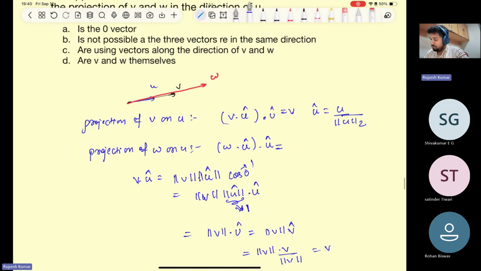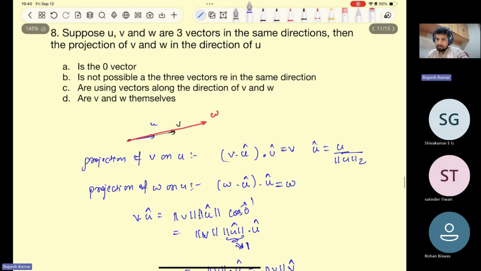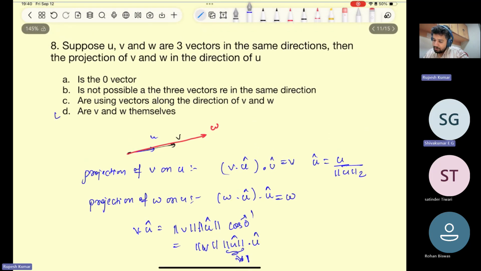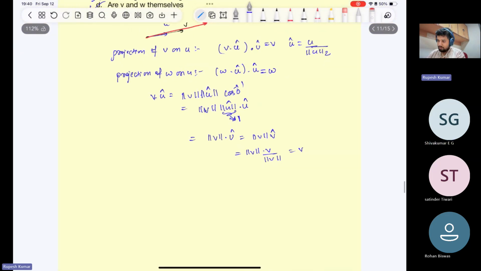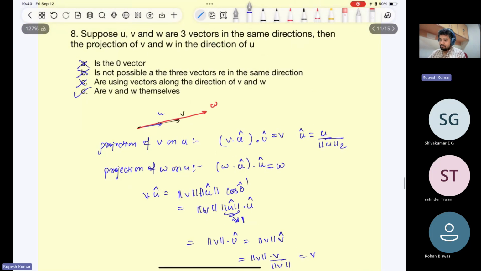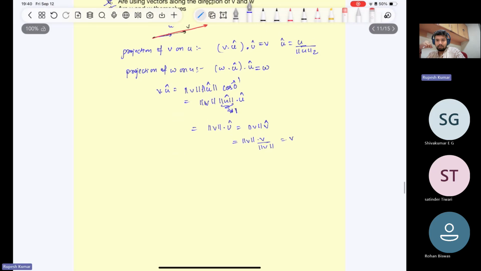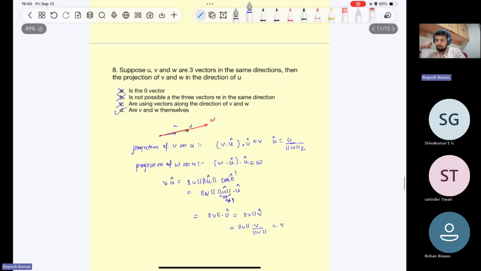In the same way, you can see that this will be w, and option D is correct. This is not a zero vector, not possible, so option B is already wrong. The option D is correct, right? Yeah, Rohan, you are right. You can get to this answer geometrically also, because what is the projection of u in the direction? That is the same thing I've done here, right? Anyone, do you have any doubts in this?